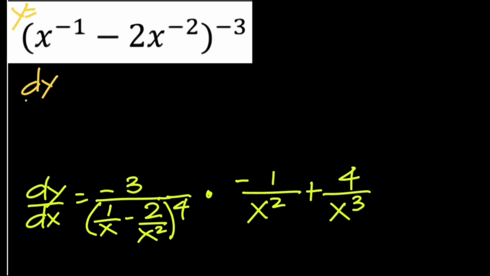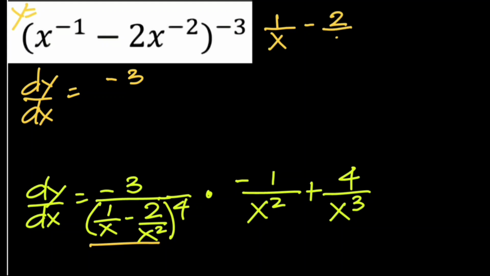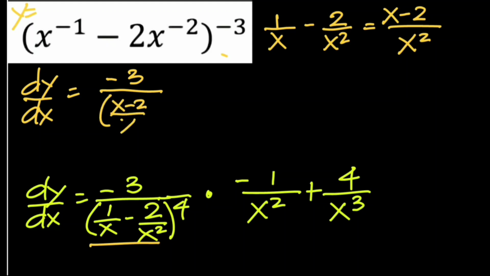So dy over dx is just equal to negative 3. This one we can simplify: 1 over x minus 2 over x squared. So we get a common denominator, which is x squared. Divided by x is x times 1 is x, minus 2. So this is just x minus 2 over x squared, to the 4th.